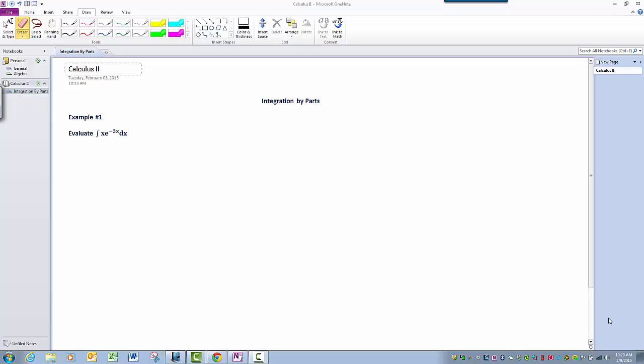Okay, let's go ahead and try a problem using integration by parts. The formula for integration by parts is the following. The integral of u dv is equal to uv minus the integral v du. So what we need to do is find an appropriate u and also an appropriate dv, and then we'll just plug it into the formula.